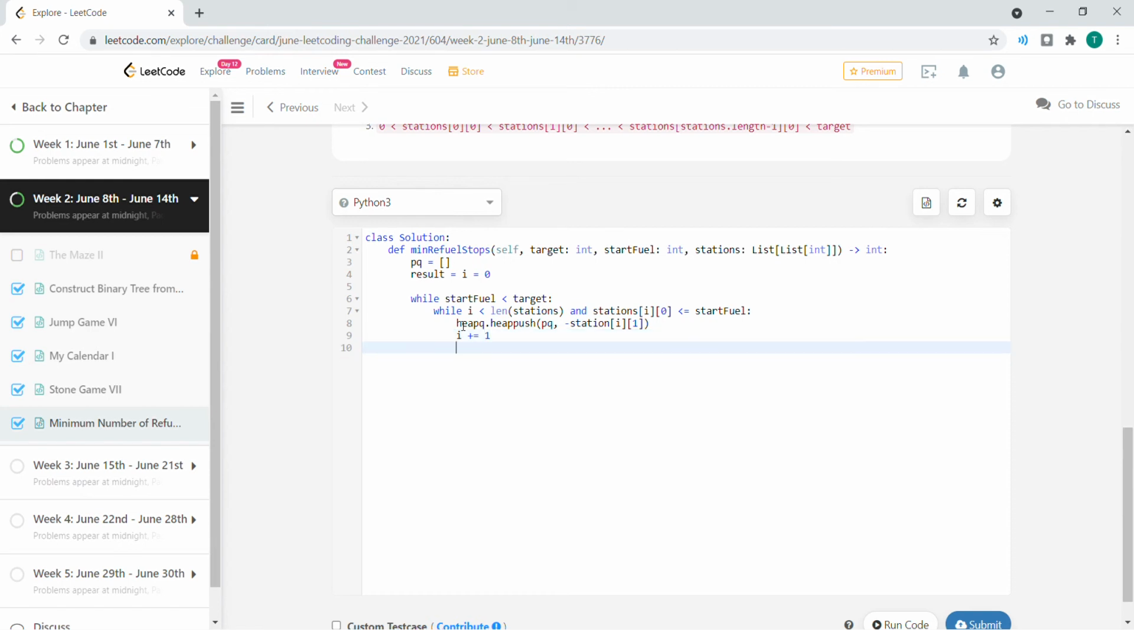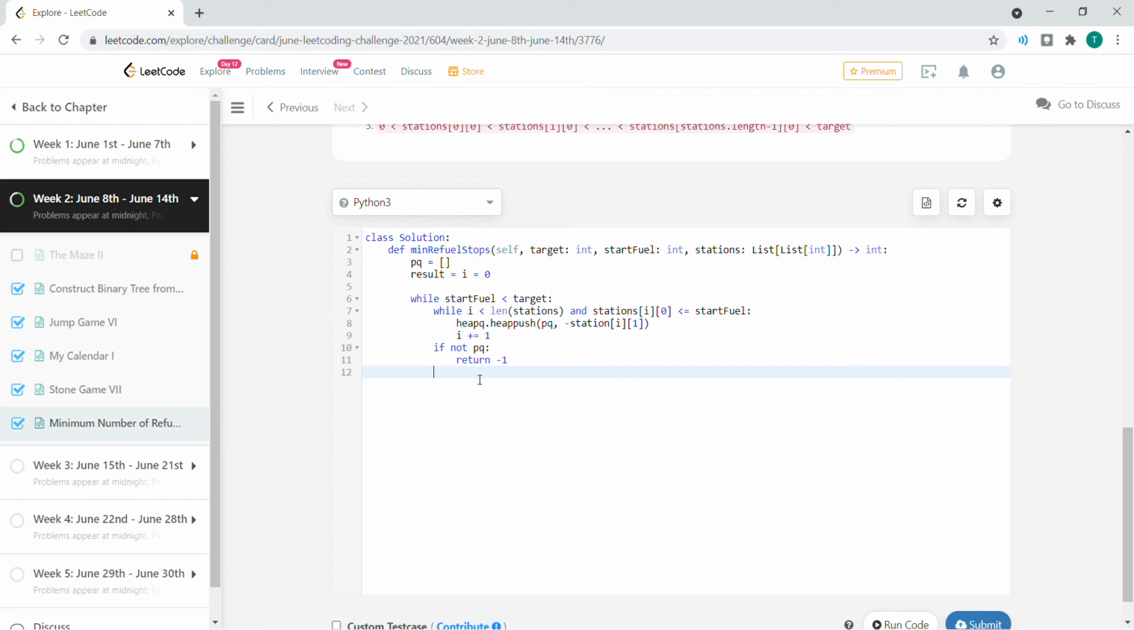However, if there's nothing in your priority queue, then return -1, because you can't reach a gas station that you haven't crossed yet. This is if you have gone by a station and you haven't used their gas yet, so you haven't refueled at that station, but you have it in your queue.